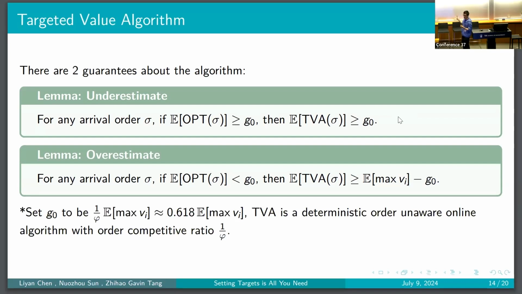And note that with these two lemmas, it is possible to get a deterministic algorithm which achieves the golden ratio as the order competitive ratio. This is done by setting G0 to be the golden ratio times the expected maximum. And knowing that this ratio is tight, proven by previous works, this is the byproduct of our project.